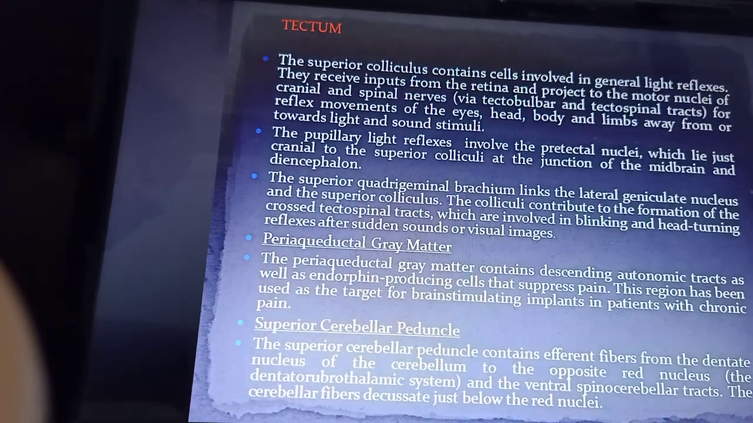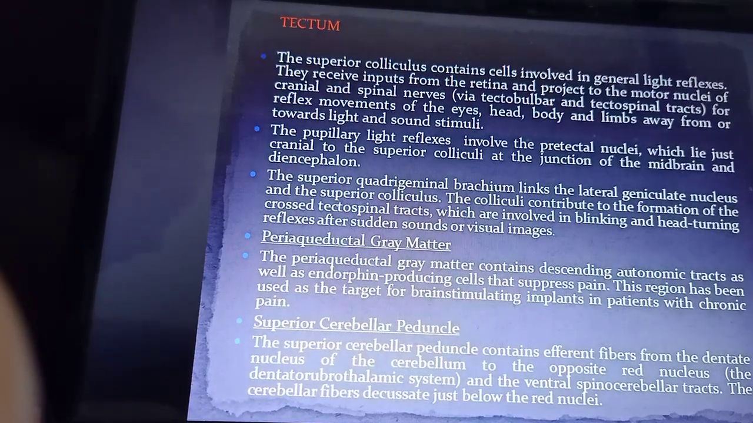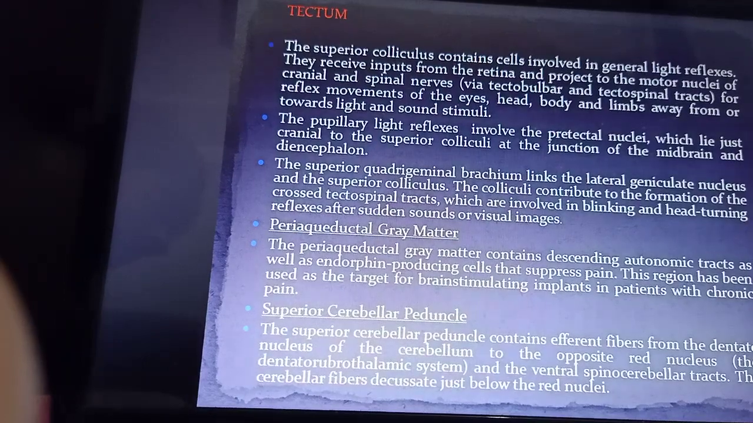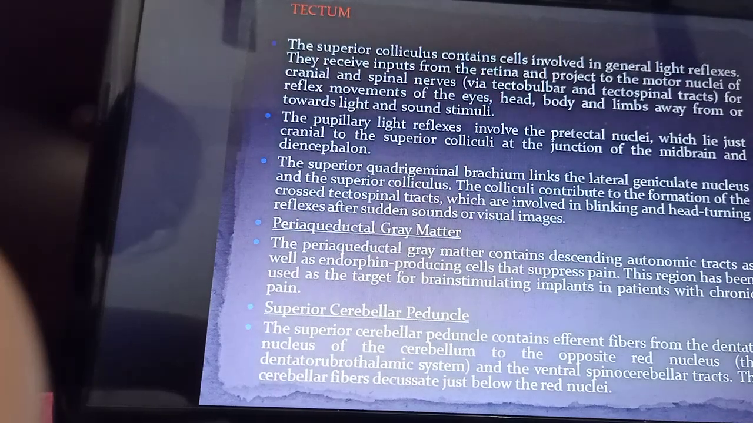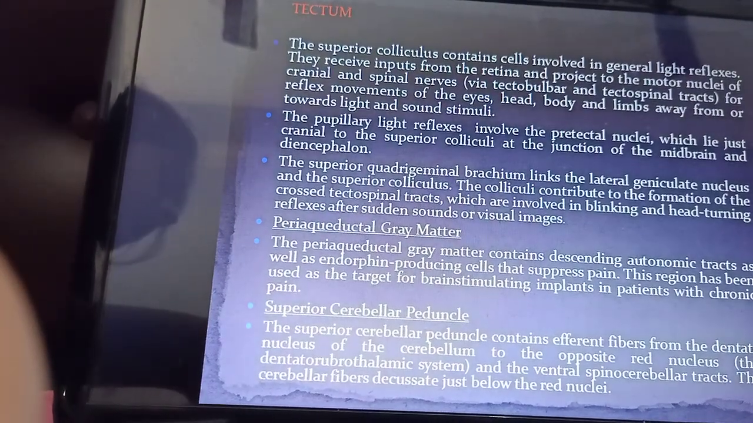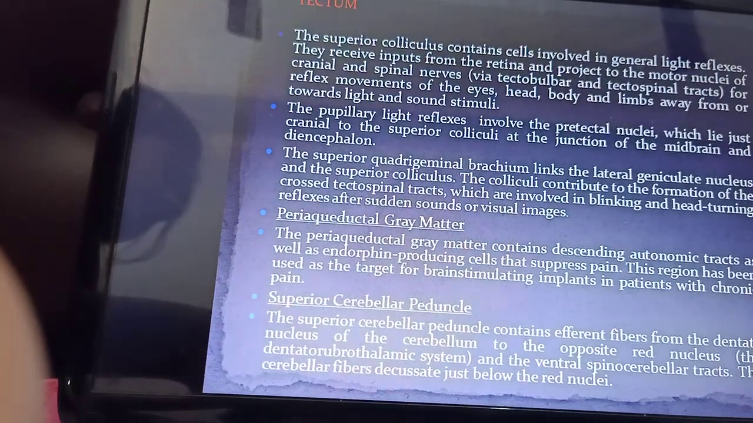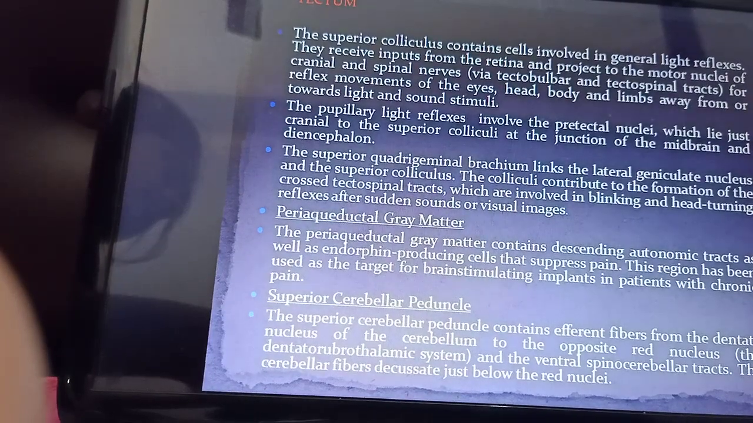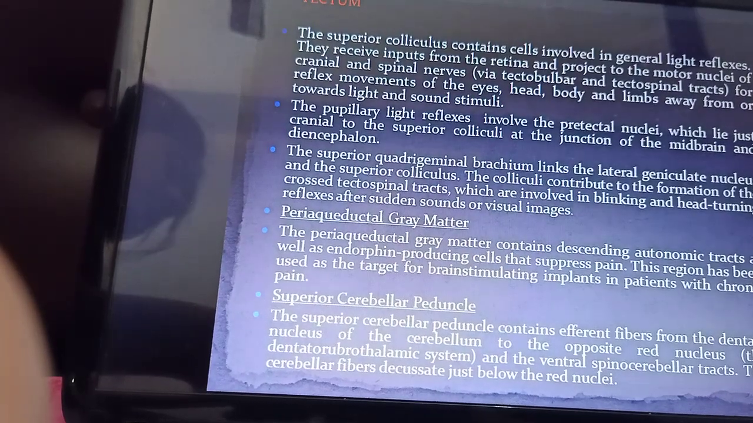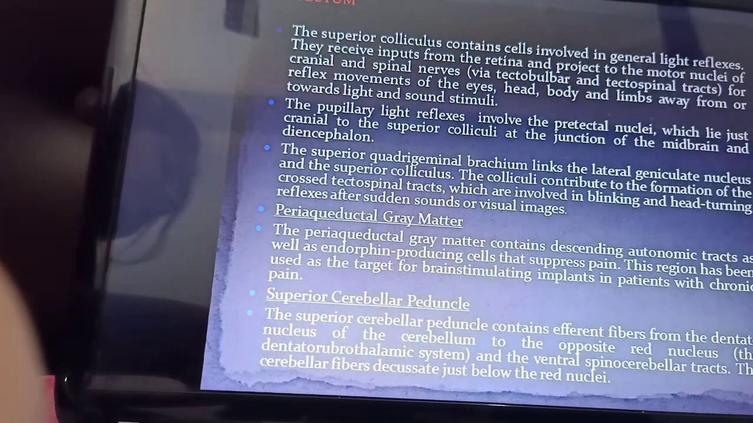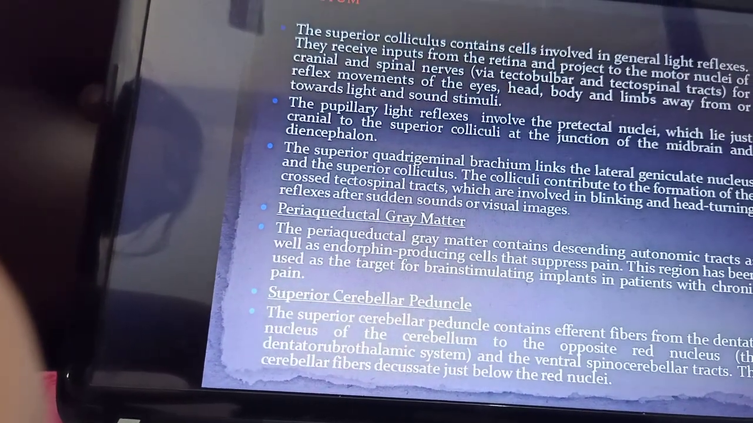Tectum. The superior colliculus contains cells involved in the light reflex, while the inferior colliculus is involved in the auditory reflex. They receive input from the retina and project to the motor nuclei of the cranial and spinal nerves via the tectobulbar and tectospinal tracts for reflex movement of the eye, head, body and limb away from or towards light and sound stimuli. The pupillary light reflex involves the pretectal nuclei, which lie just cranial to the superior colliculi at the junction of the midbrain and the diencephalon.